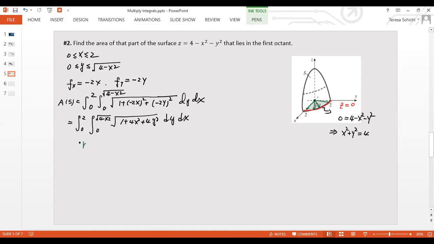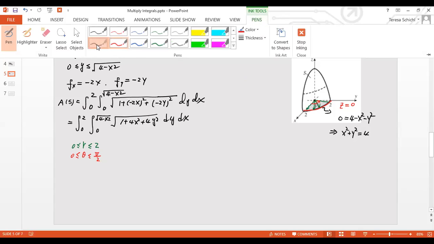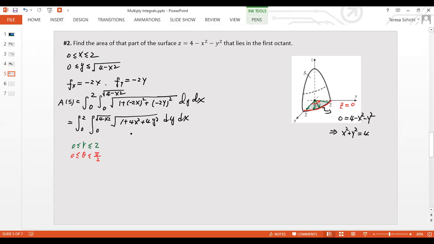So I know r is from 0 to what? 0 to 2. And the same way, theta, right? Theta also has a fixed range here. So theta is from 0 to what? It's a quarter, right? So it's pi over 2 here. So I know if I change to polar, it will be a lot easier.